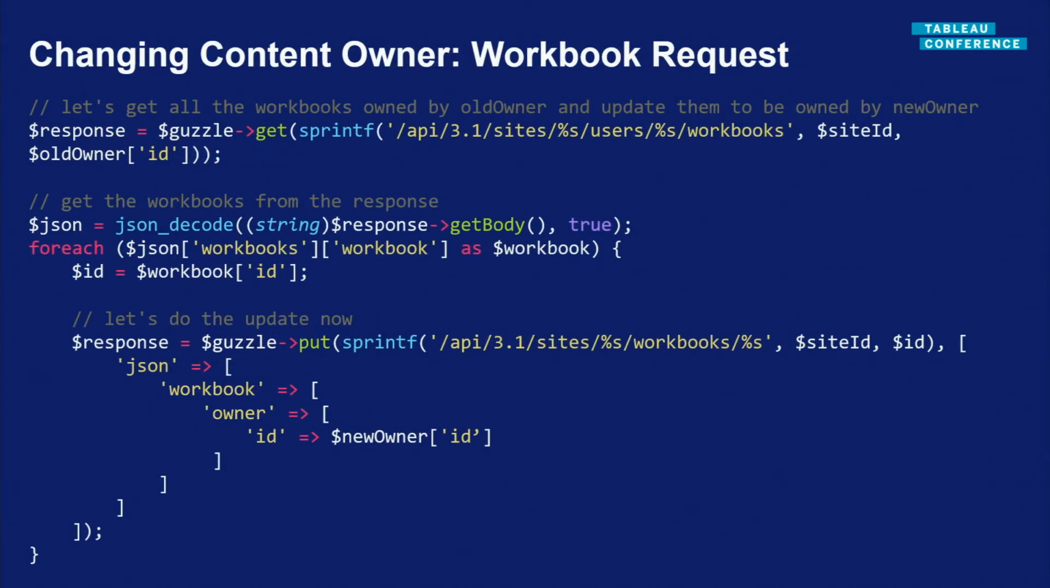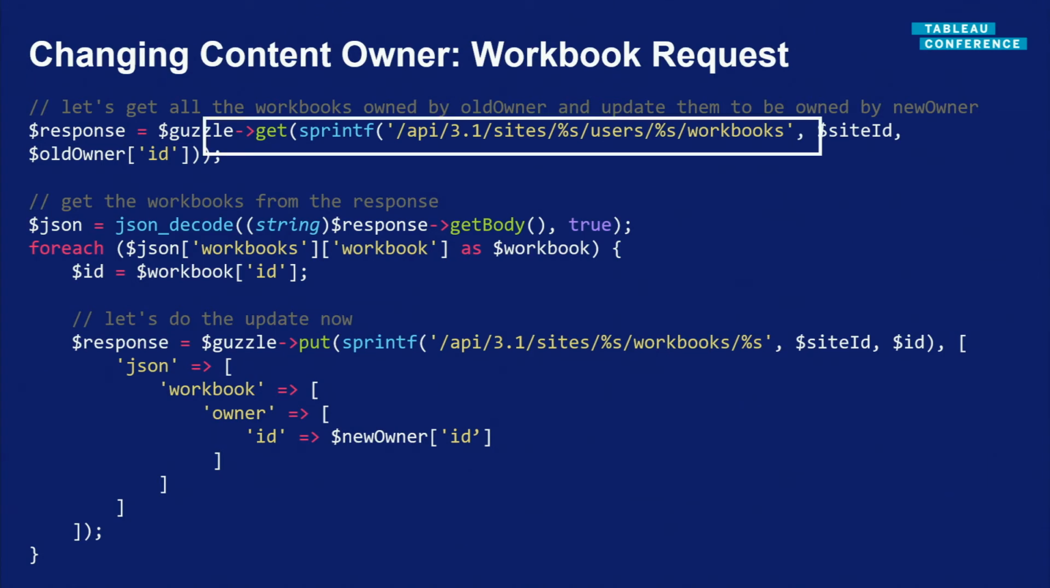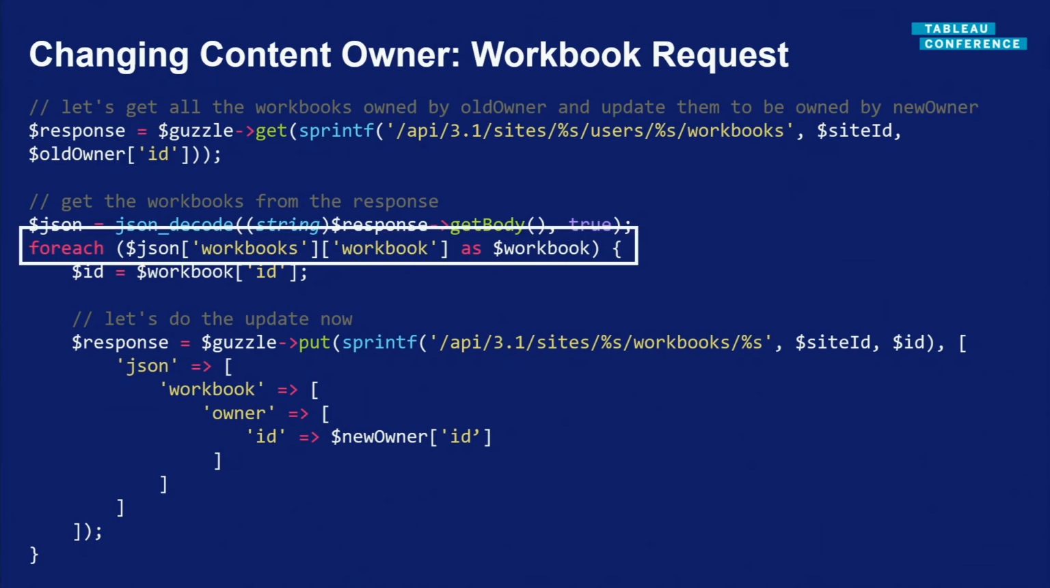So now that we've got both our owner and the user we want to transfer ownership to, we're going to get the workbooks for that user. You can see I've got 3 different nouns in our URL: sites, users, and then finally workbooks. And then we're going to iterate through each workbook.